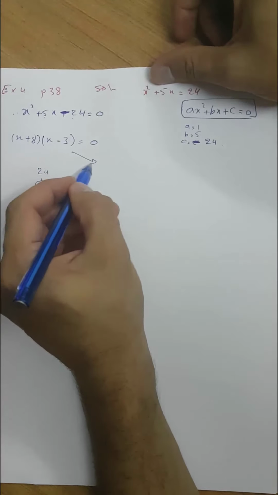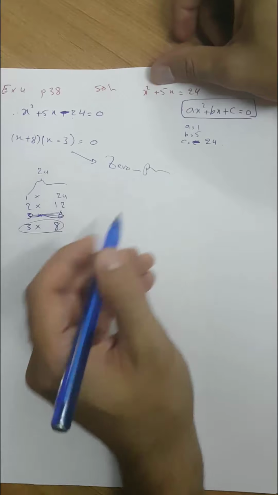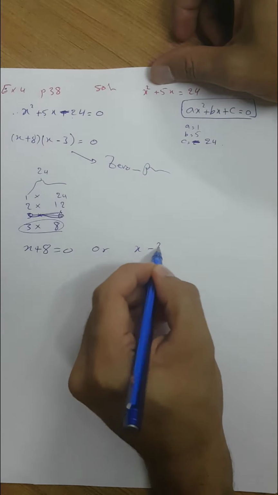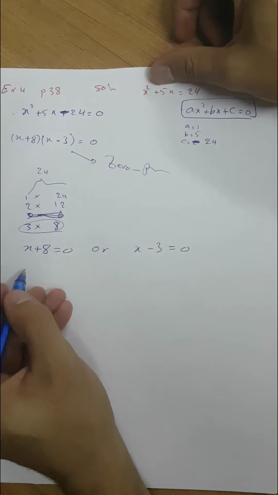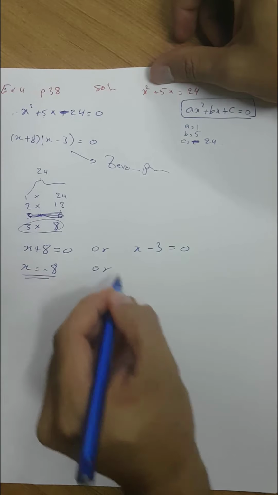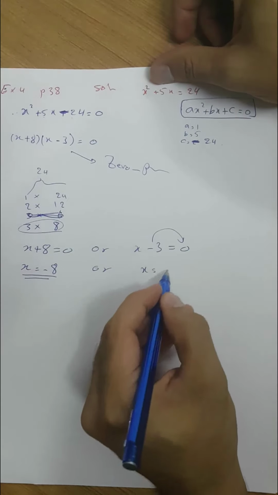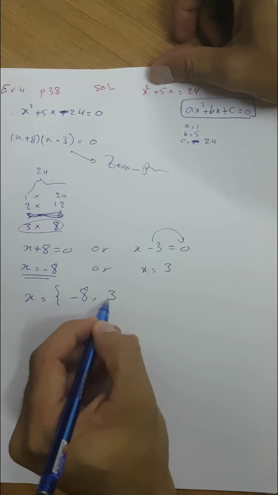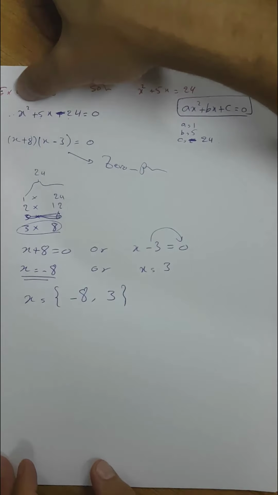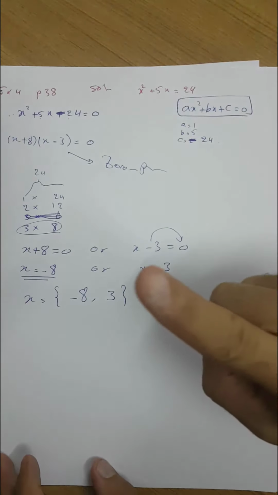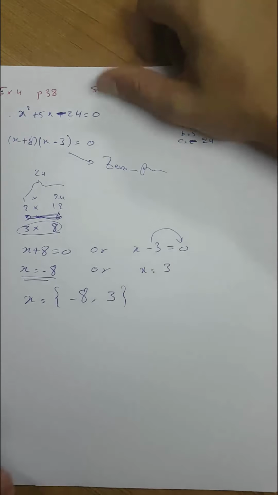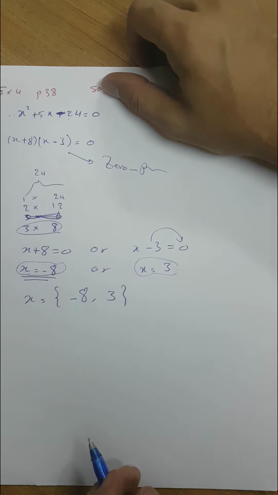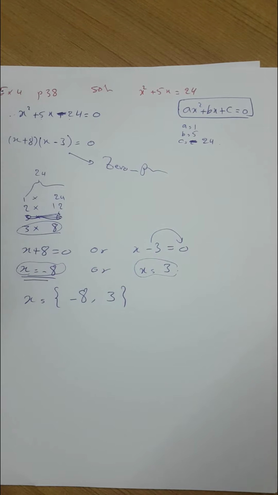So by the zero product, I say maybe x plus 8 is equal to 0, or x minus 3 is equal to 0. So x plus 8 means x is equal to minus 8, or x is equal to 3. Okay, dear? So the solution set is just 2 values. Why 2 values? Because we have x squared. In linear we have 1 value, and here we have 2 values. Most of the time x should be single to find the value. That's all about example 4 on page 38.